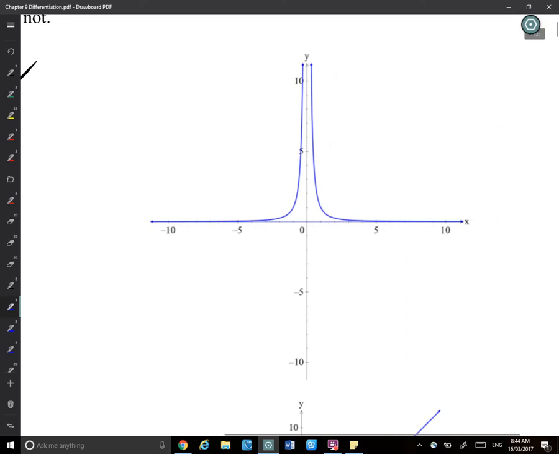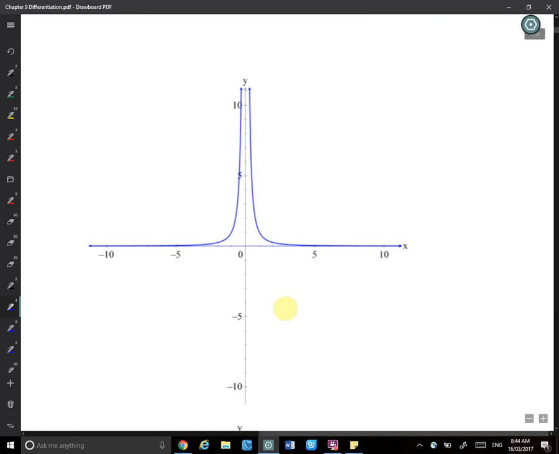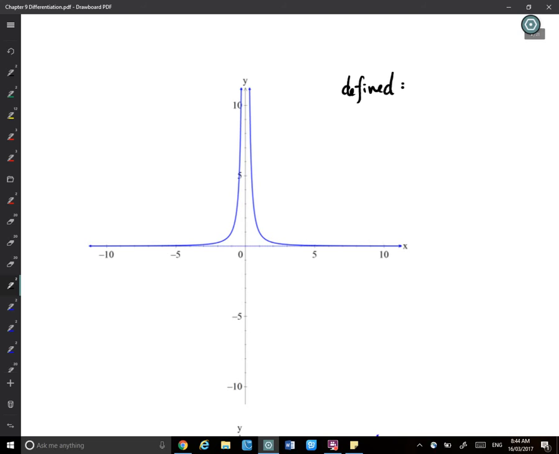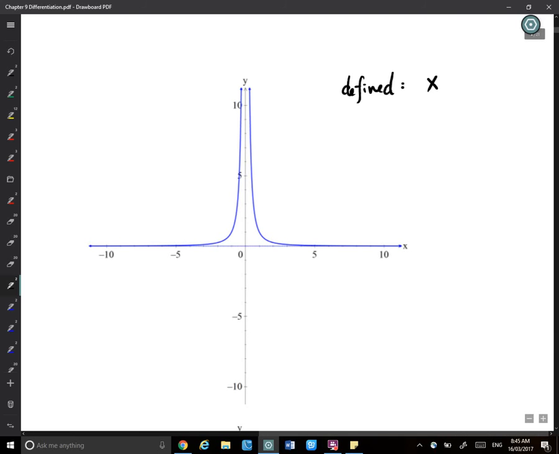Let's have a look at the second one. Okay, do you think it is defined at x equals 0? Is it defined? No, infinity is not something you get a value for, so it's undefined. So it's not defined at that point.